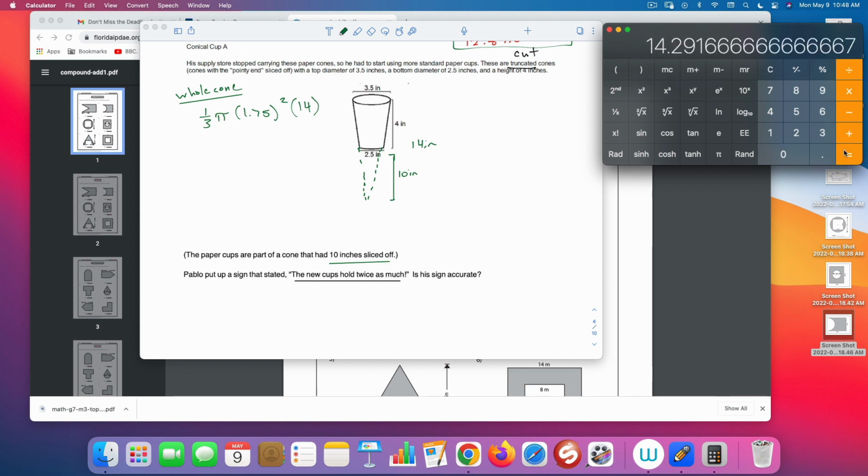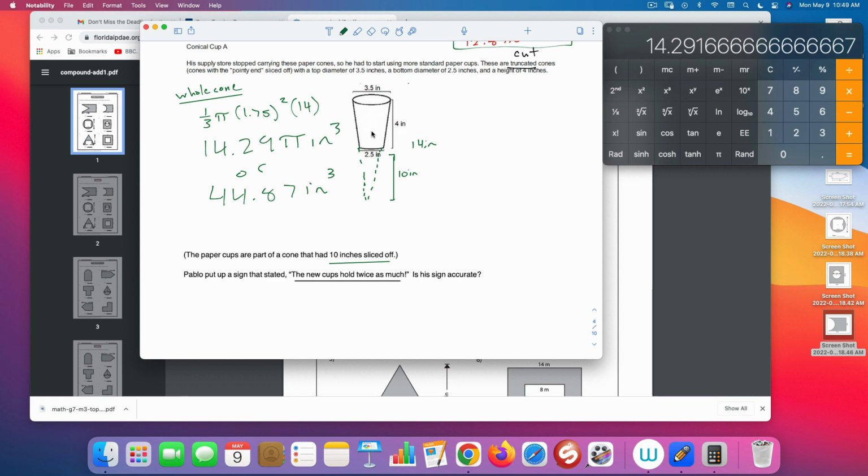Let's get both answers again. So 14.29 pi, or give me the other number if you have it. And what's my label for this one? 3D is always cubed. Okay, we're going to save this for later.